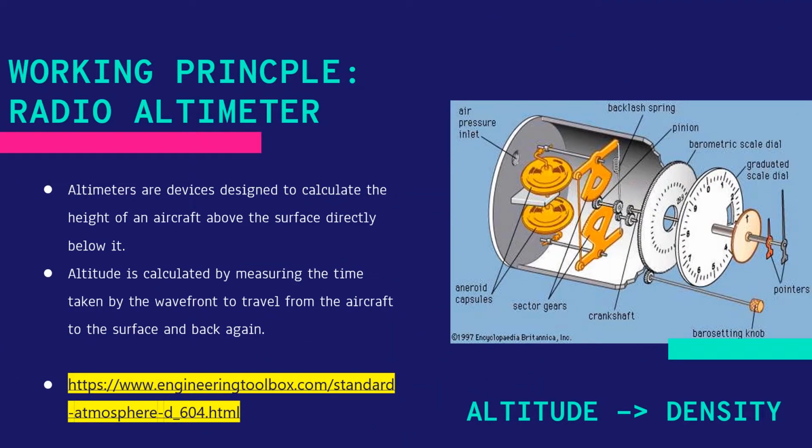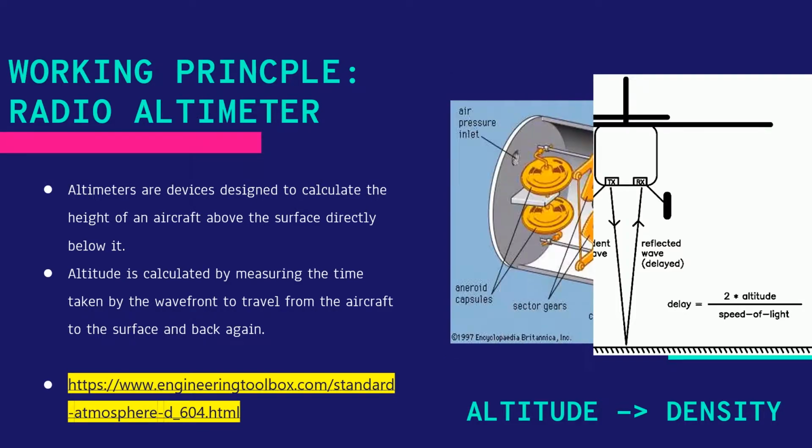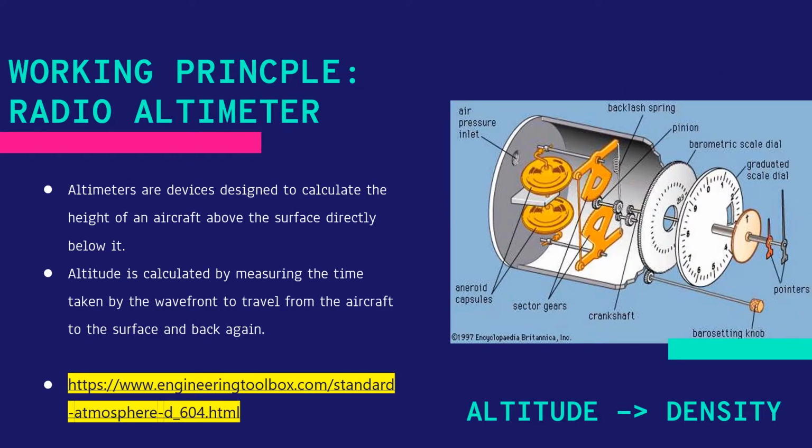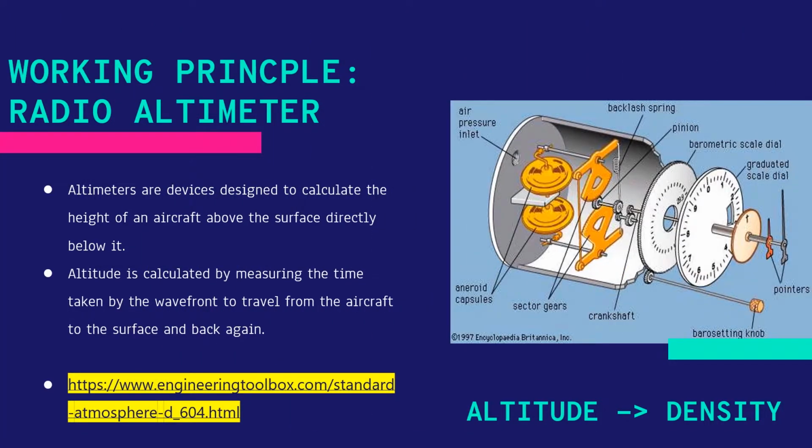So we will go in brief on how the radio altimeter works for our program. For this particular sensor, we will obtain the altitude, because altimeters are designed to calculate the height of an aircraft above the surface directly below it by measuring the time taken by the wavefront to travel from the aircraft to the surface and back again. But within our program, we will convert the altitude using the United States Standard Atmosphere air properties or any other aerial region's air properties, and we can obtain the density of the air surrounding the aircraft.